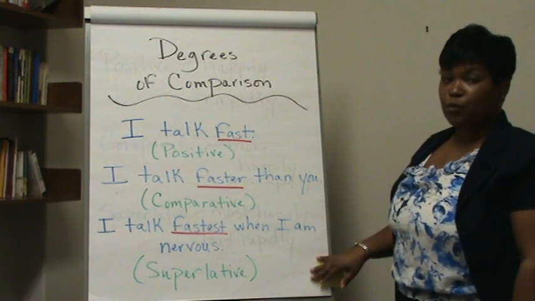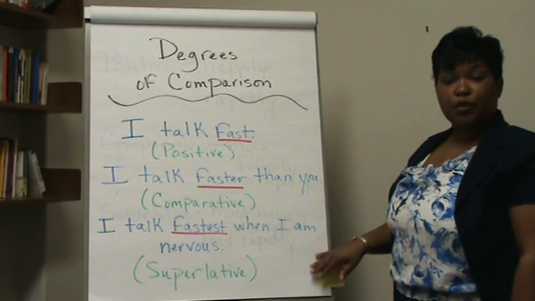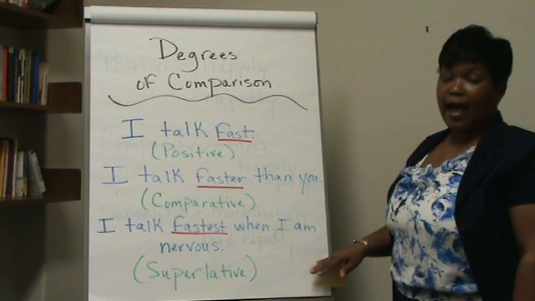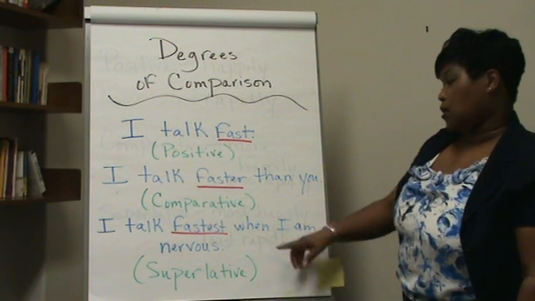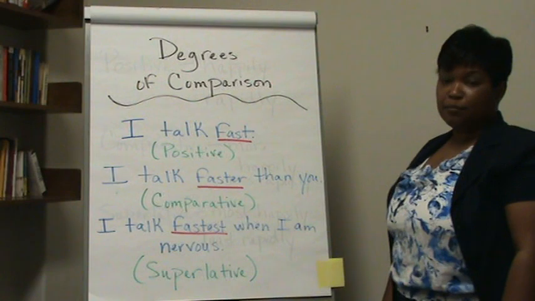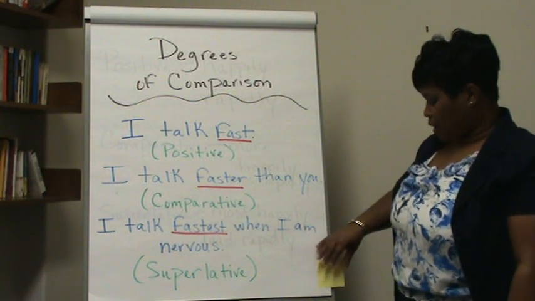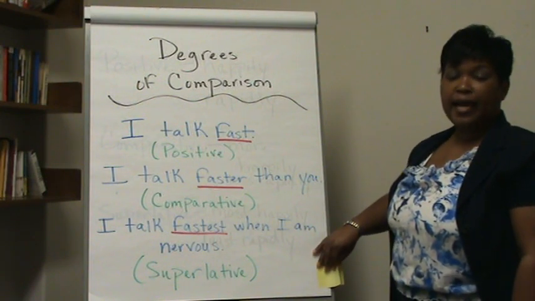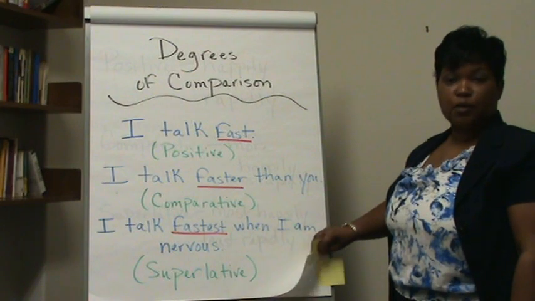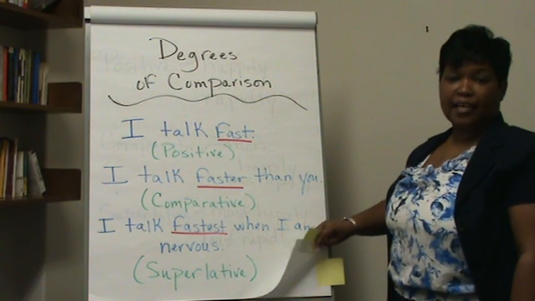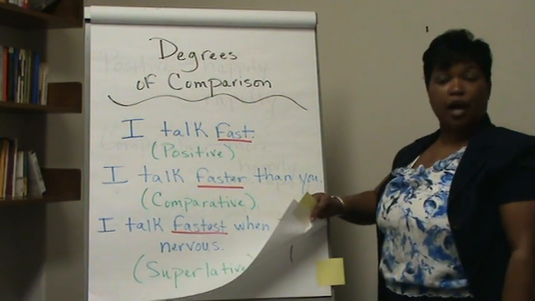And then, of course, with the superlative, where you are comparing three or more things and representing how those things are performed, I talk fastest when I am nervous. So we know that we have three or more things compared and that we are describing or modifying how an action is being performed. Hence the job of an adverb.